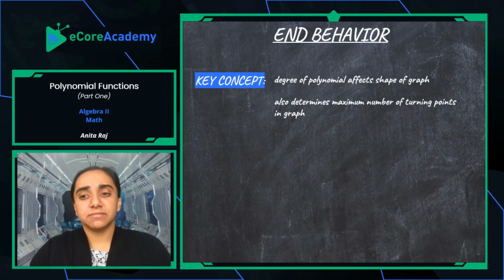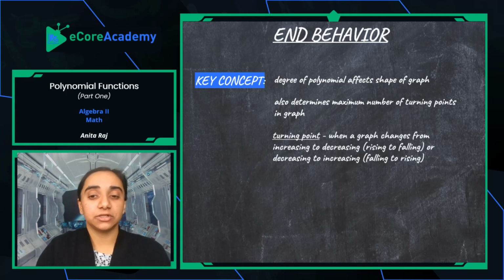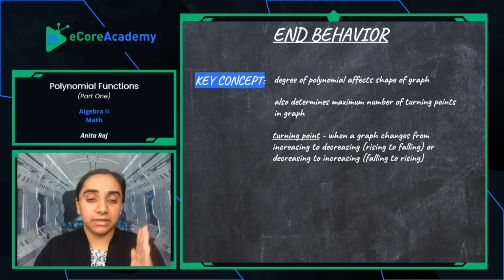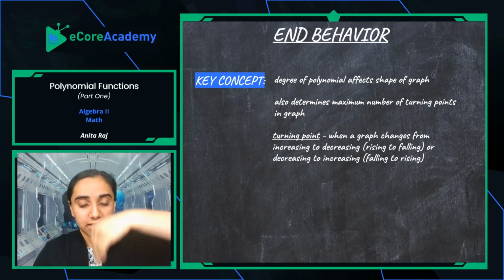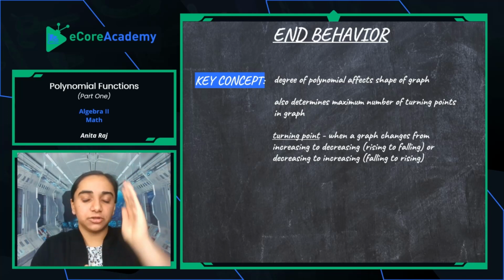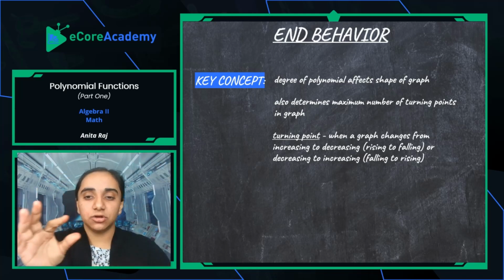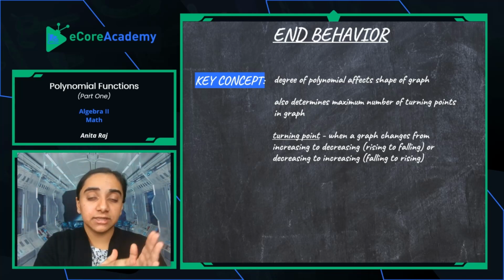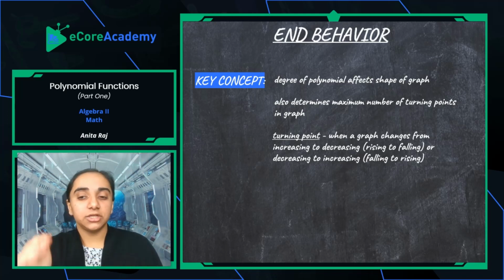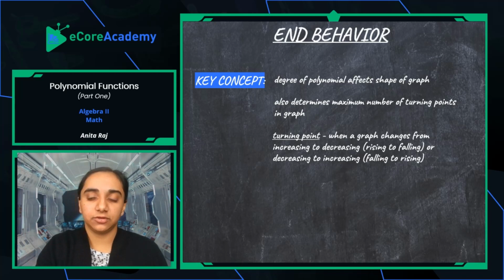It also determines the maximum number of turning points in a graph, and I'll explain what turning points are. A turning point is when you see a graph change from increasing to decreasing, meaning it's going up, and then it goes down. The point where it changes direction is called a turning point. You can also think of increasing as rising, and decreasing as falling, because you're just going down. And I'll draw something very quickly after I explain this.